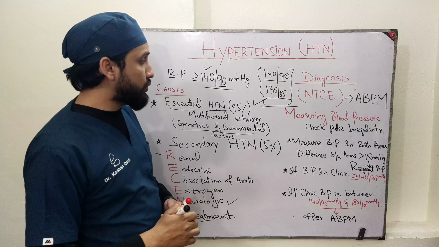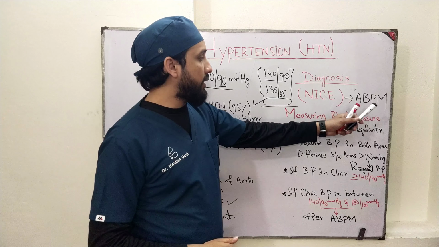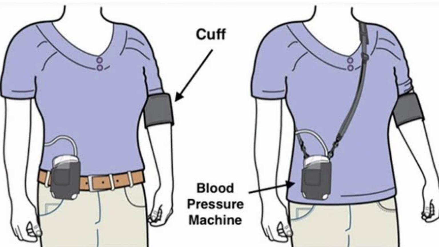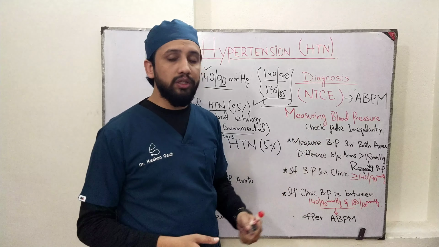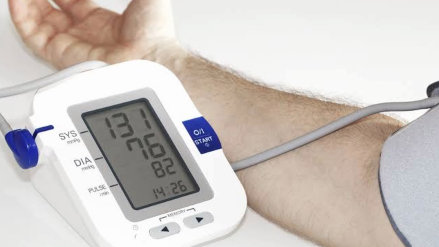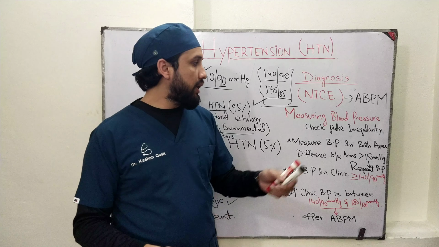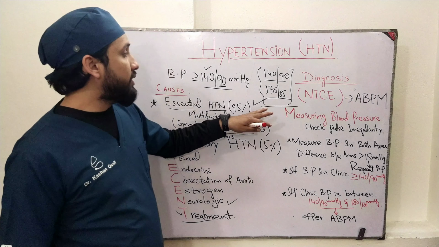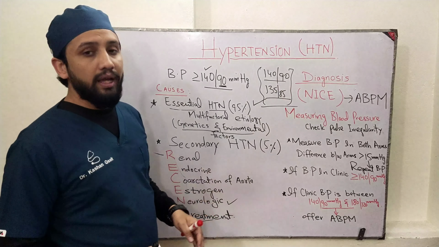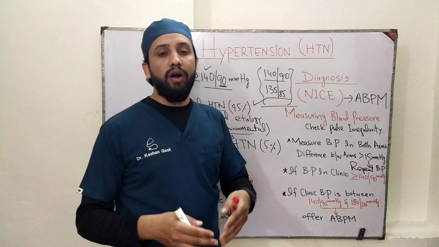You can also use ambulatory blood pressure measurement. If the patient is not tolerating it, then you can use the home blood pressure measurement method. So you can use the ABPM or HBPM method. If the values are greater than these, then you will confirm the diagnosis of hypertension.